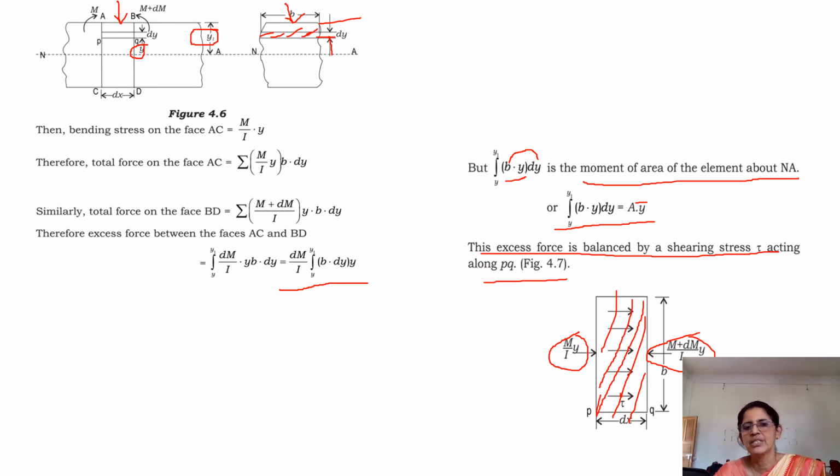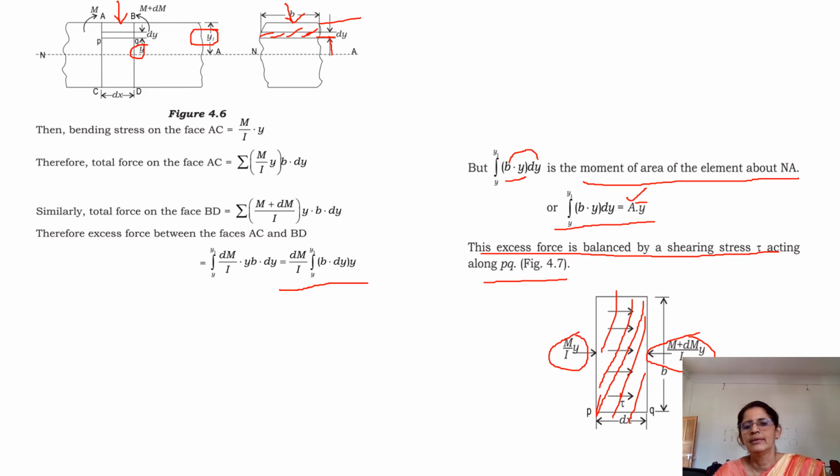So I will just explain once again. We have taken the excess force, integral y to y1 into b into dy into y, with dM by I taken outside. The integral part is this: b into dy is the area, and y is the distance of the element from the neutral axis. Since it is a very small element, the distance to the element itself is the distance of the center of gravity. So I have rewritten the integral part as the total area and the distance as y bar. So you get this as A into y bar.